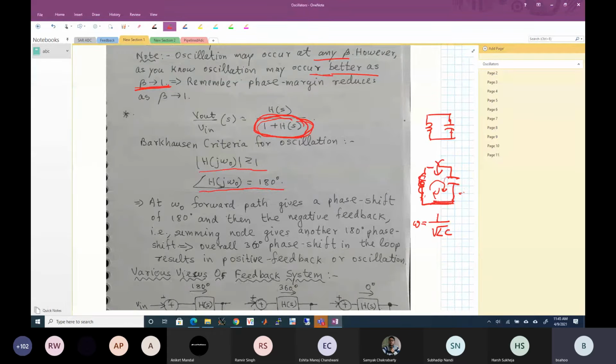See, at that particular frequency it will oscillate if your phase margin is not there. So that means whether you have negative feedback at other frequencies or not doesn't matter, because it is giving an output which is undesired, which you do not want. So it becomes an oscillator at that point, at that frequency.